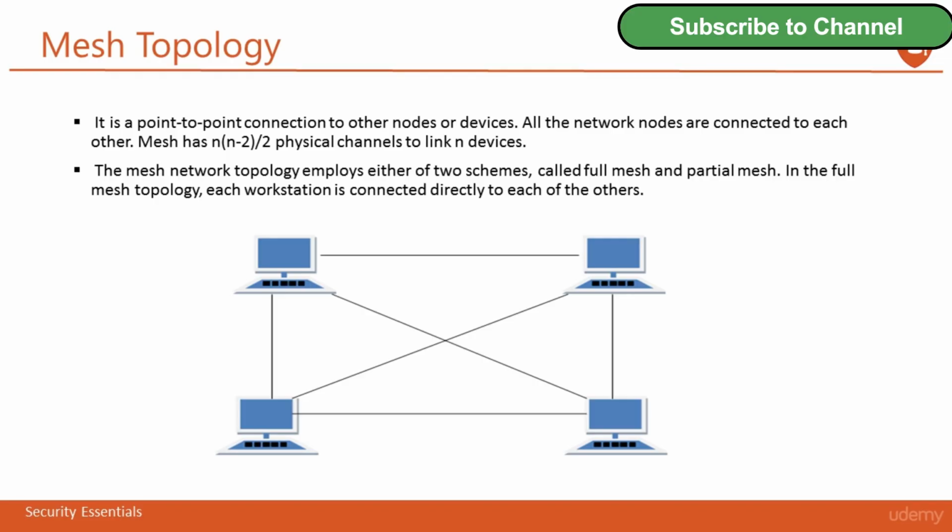And in a partial mesh topology, we can create a mesh according to our own specific requirements. For example, if there is no need for System B to be connected to System D, then we can disconnect that line. This will create a partial mesh, according to our requirements. But in this example, all the systems are in full mesh topology.